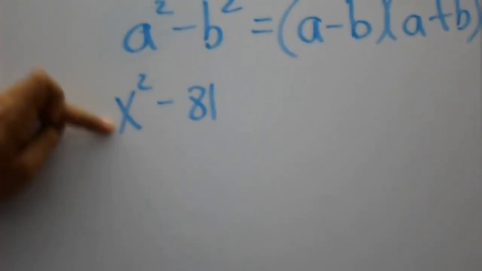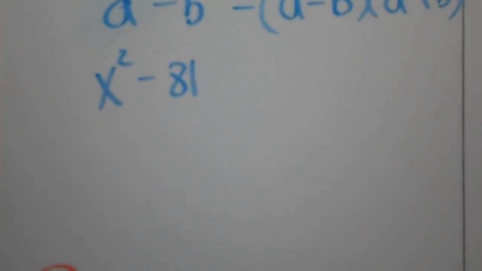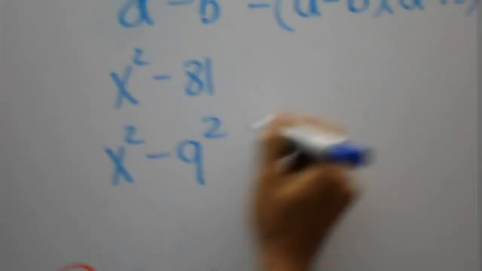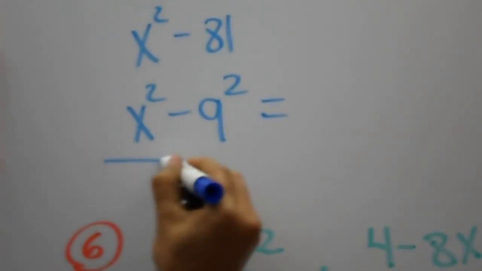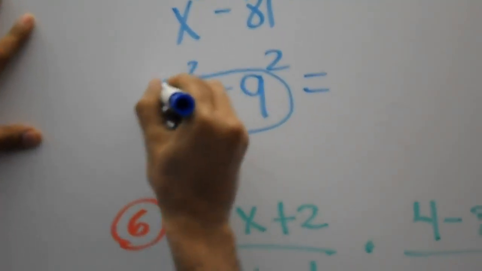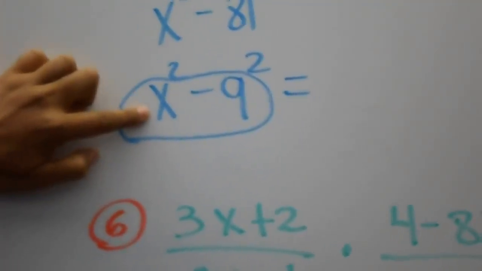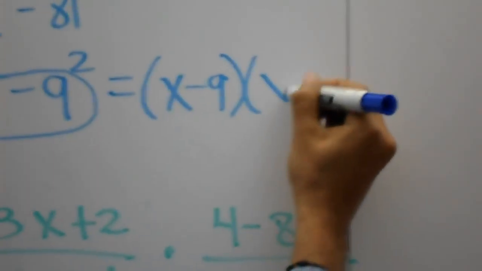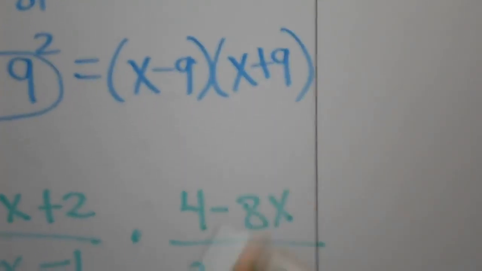So you have to say, well, this is a square, but 81 is also a square. So it would be x squared minus 9 squared. And how do you get this answer? Well, you circle everything below the 2, below the square. That's going to be one answer, x minus 9. And the other answer is going to be the positive of this, which is going to be x plus 9.